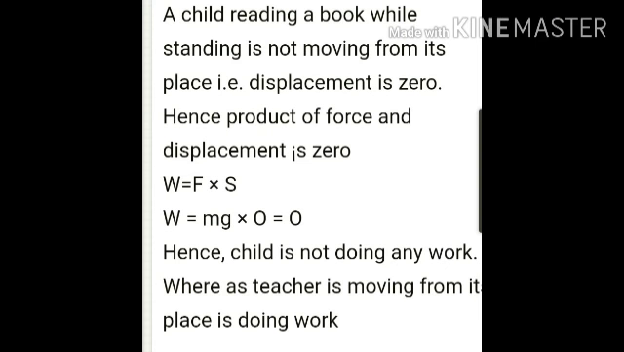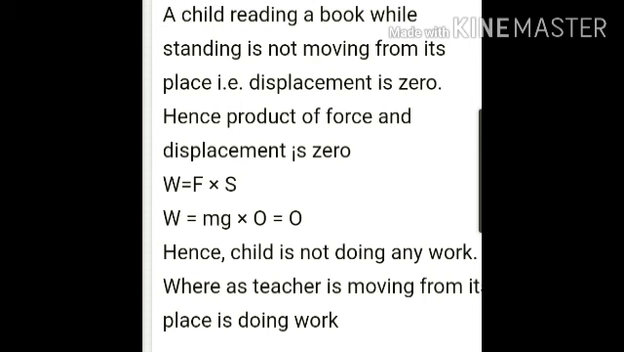Now your next question. A teacher moving around in the class is doing work, but a child standing and reading a book is not doing any work. Why? A child reading a book while standing is not moving from its place, that is, displacement is 0. Hence the product of force and displacement is 0.